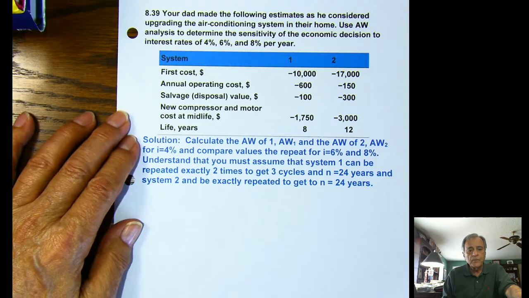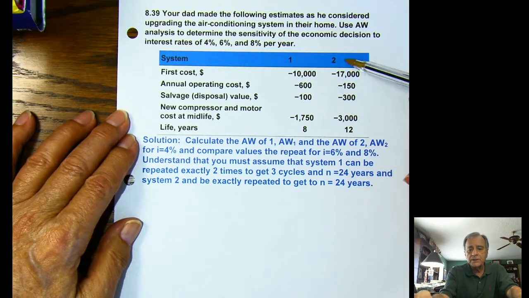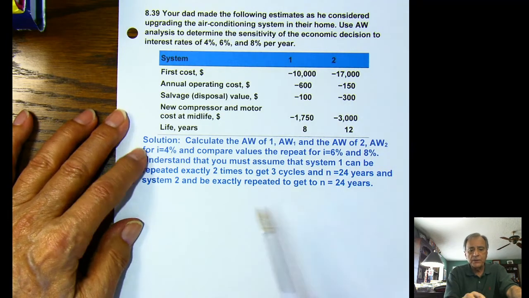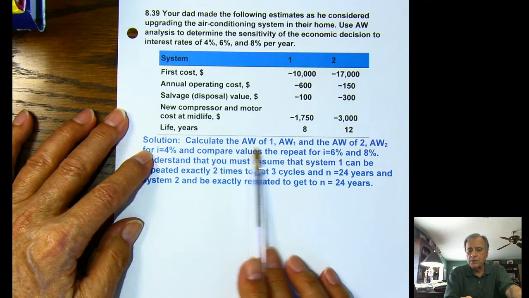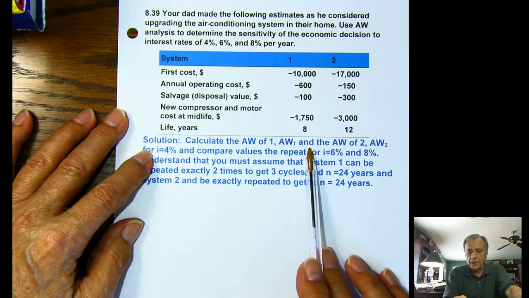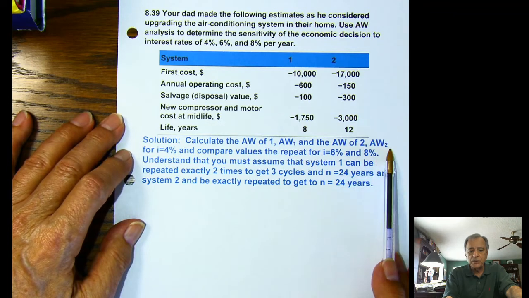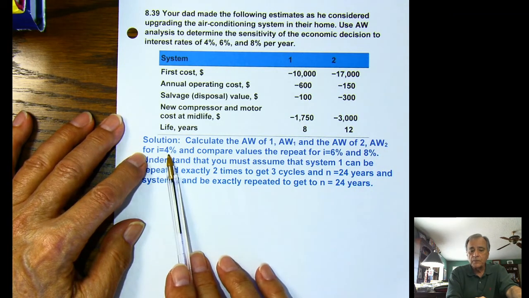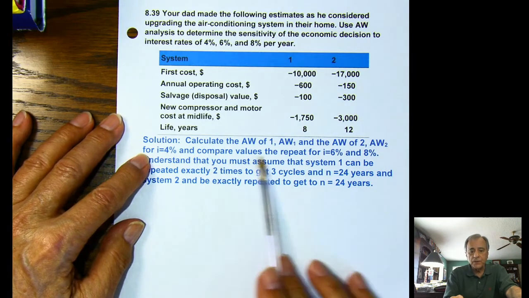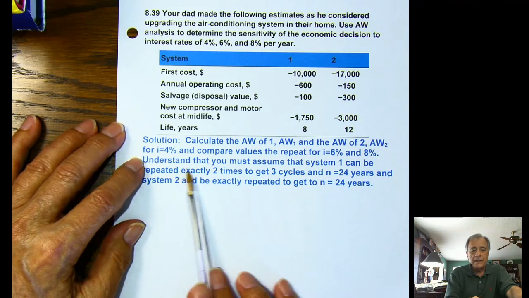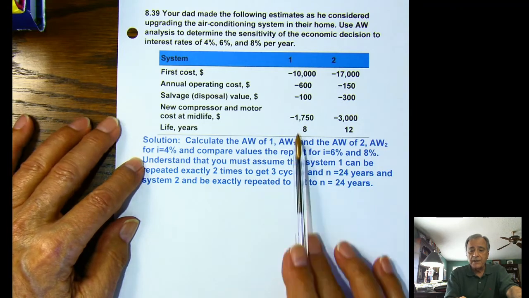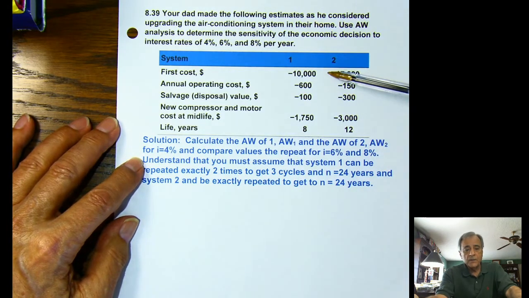Now, he has data on these two systems, and what we're going to do is calculate the annual worth of System 1, I'll call it AW1, and the annual worth of System 2, AW2, for i equal 4, and then we'll do that again for i equals 6 and for i equal 8. And understand, by the way, if you look at the data, this is the first cost, annual operating cost, salvage value. It actually has a negative salvage value. It costs you money to get rid of it.